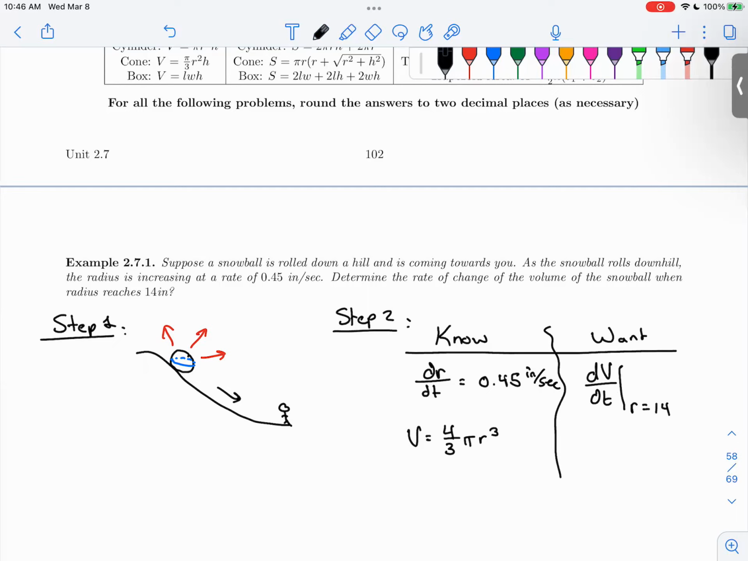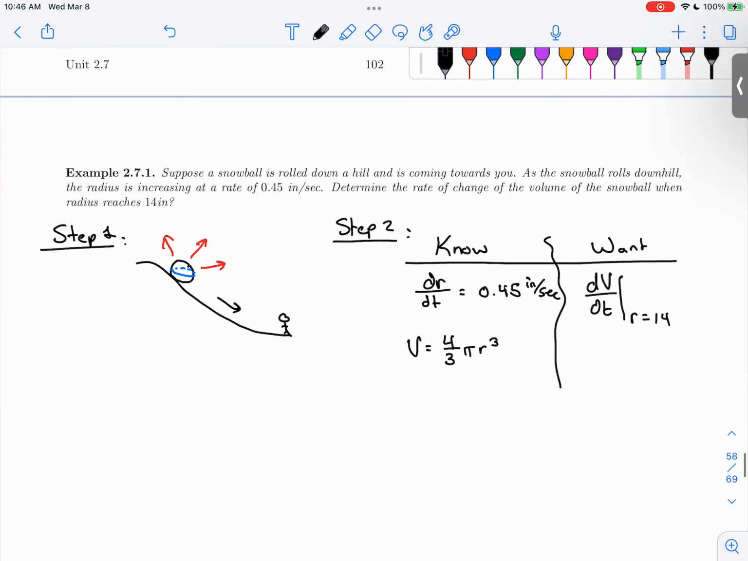It's not wrong to say just that you want to find dV/dt, but the reason why I write that bar r equals 14 is to tell me that I need to wait until the very end to plug in the r equals 14. Is that clear? So we have everything we need to know. We have a formula. V equals 4/3 pi r cubed.